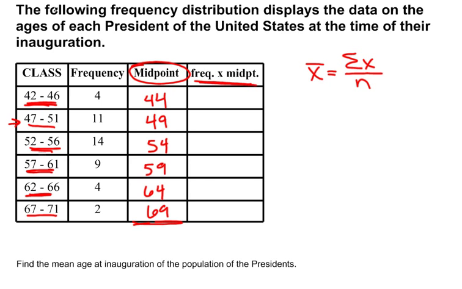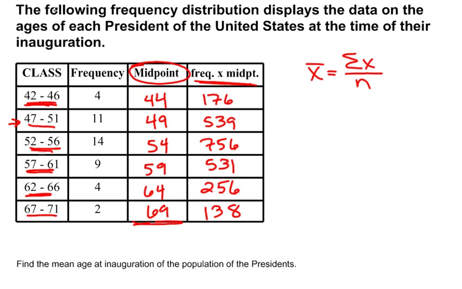We'll multiply 4 times 44, and that gives us 176. We'll multiply 11 times 49, which gives us 539. We'll multiply 14 times 54, which gives us 756. 9 times 59 works out to be 531. And 4 times 64, of course, is 256. And then 2 times 69 is 138.